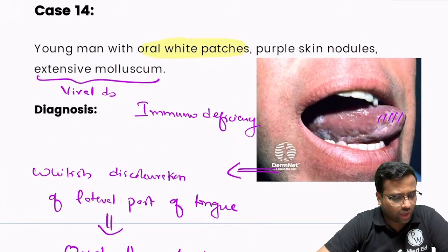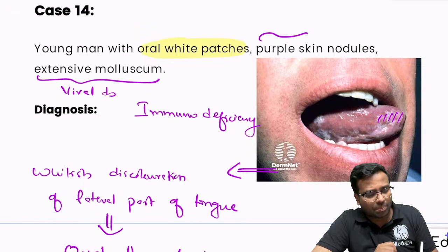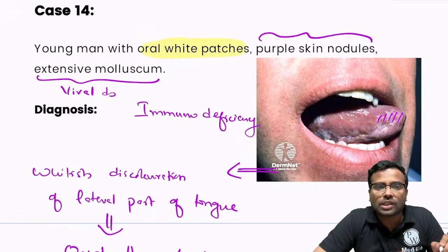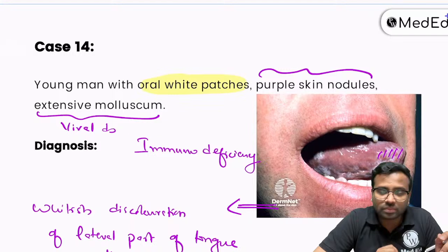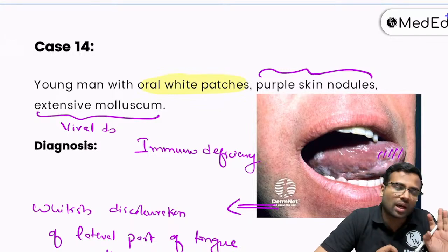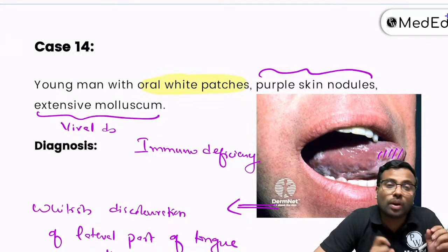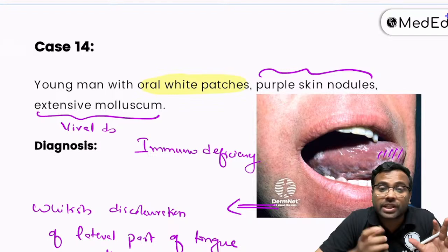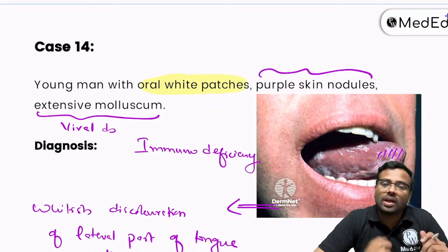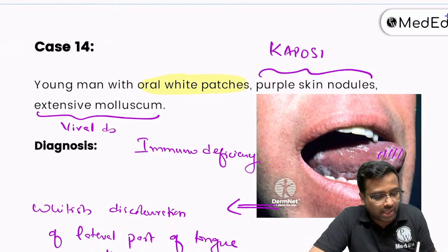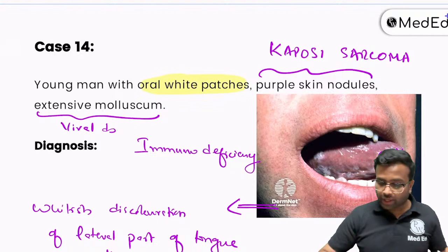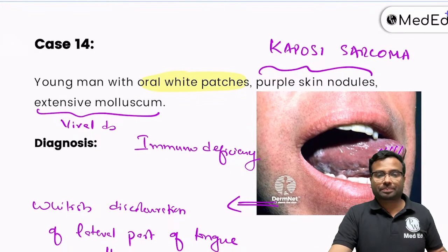Just going back to the previous one, I don't know if we have discussed it, because in the previous one we discussed purple colored skin nodules, right? So what are these purple colored skin nodules? This is quite important. Last time in NEET PG they gave you purple colored lesions within the oral mucosa. It can be seen over the mucosa as well as over the skin. This is called Kaposi sarcoma.